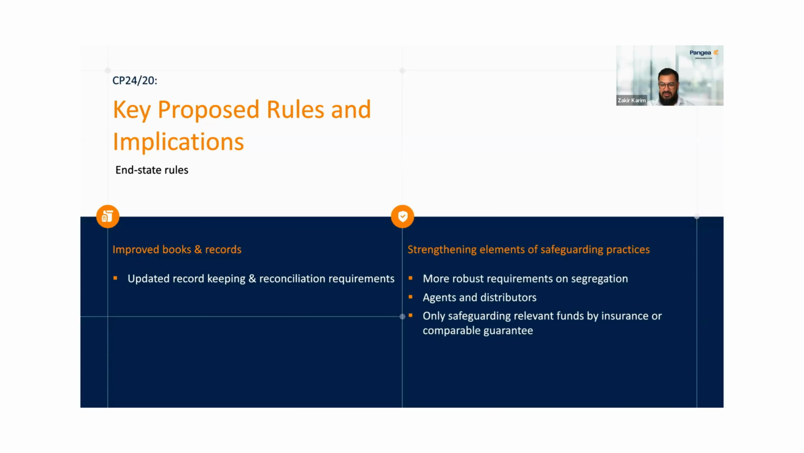So that will be a much higher requirement from payment firms moving forward. And an additional requirement is that payment firms will only be able to safeguard relevant funds by insurance or comparable guarantee. So there'll be additional requirements when it comes to the insurance or comparable guarantee method of segregation or protection. There'll be additional requirements coming in at the end state rules as well. So that evolves in a sort of two-stage process. So at an interim stage initially, and then at the end state rules, that will be strengthened even further.